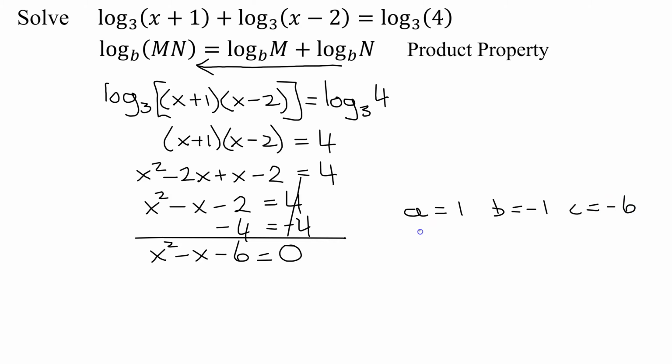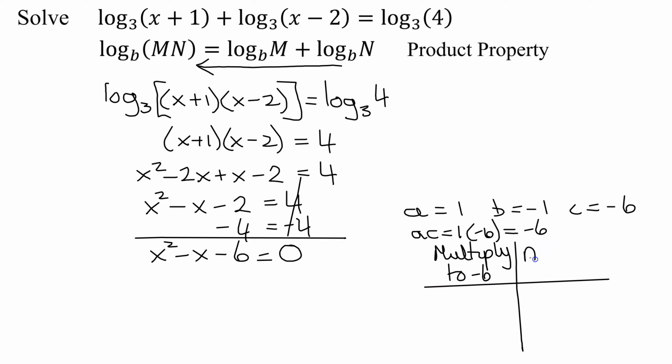I need two numbers that multiply to a times c. That's 1 times -6, which is -6. So I need two numbers that multiply to -6, and they need to add to b, which is -1. Since they multiply to a negative, the signs are opposite, and since they add to a negative, the bigger one has to be the negative.